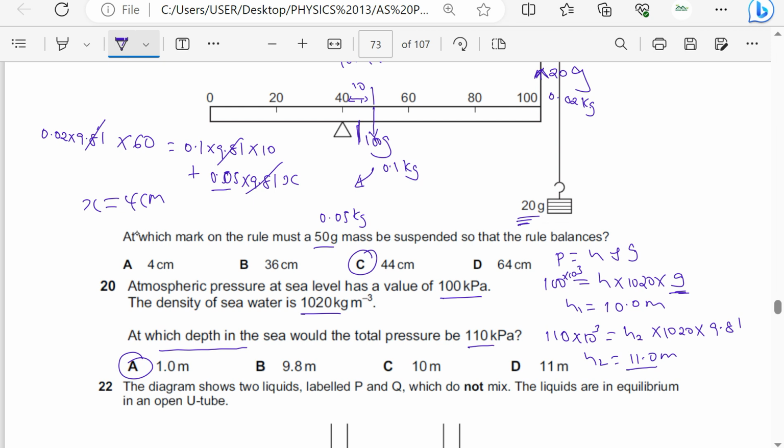At which depth in the sea would the total pressure be 110? You could also find a difference in pressure. To find that height, the difference in pressure is going to be density times G times the difference in H. So the difference in pressure is 10 kilopascals, which is 10,000, and will be equal to density 1020.